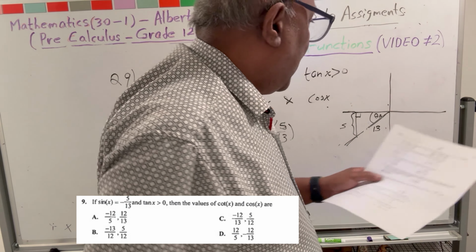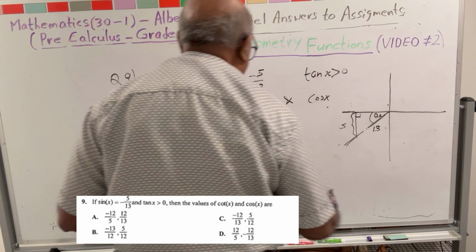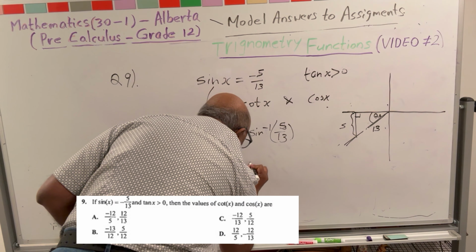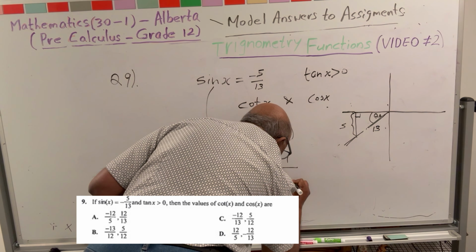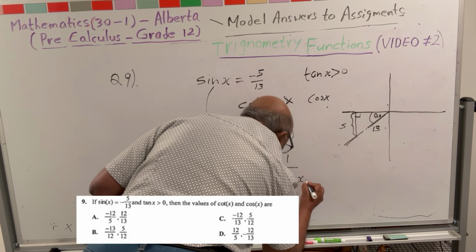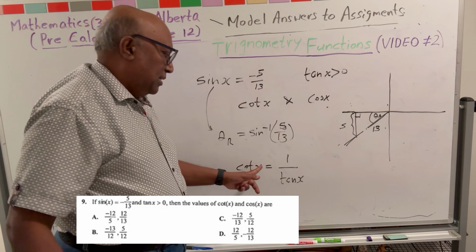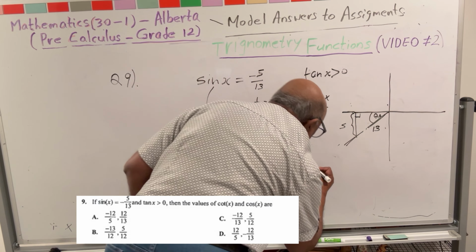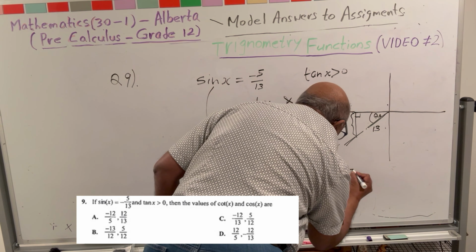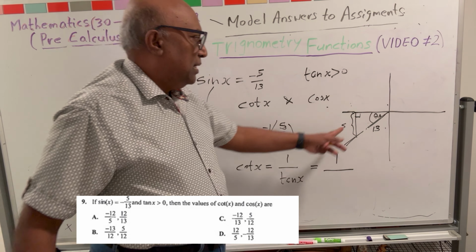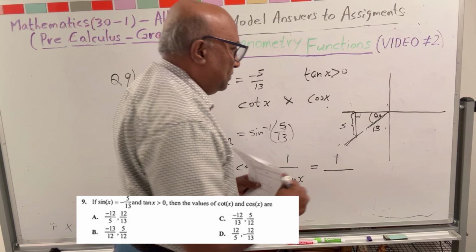We have to find cot x. Okay, let's work this out. Cot x equal to 1 upon tan x. Okay, this is from the reciprocal identity. Otherwise, this is actually the definition of cot x, 1 upon tan x. What's tan x? Let's see the tan x value here.